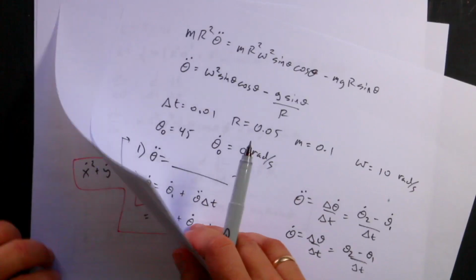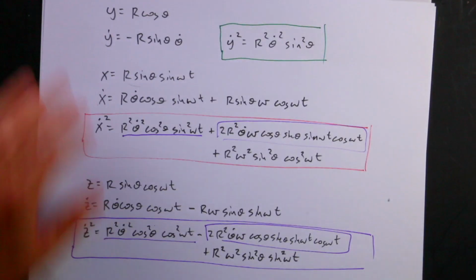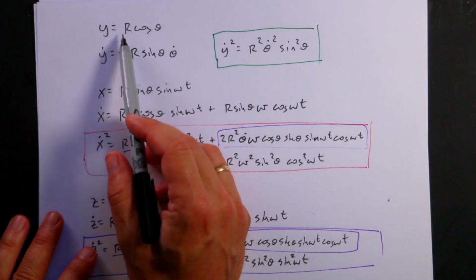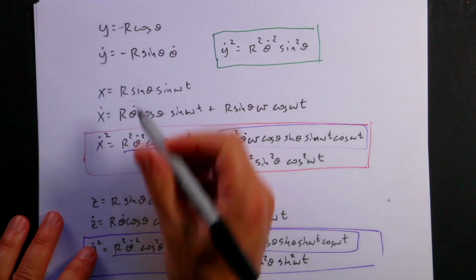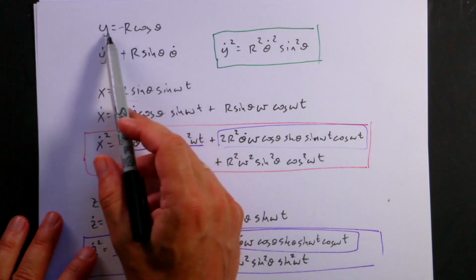I thought I worked all this out. Let's see. Maybe these are backwards. Yeah, this is it right here. So here's my y. Actually, there should be a negative. It doesn't matter. It comes out. Yeah, y was negative r cosine theta.